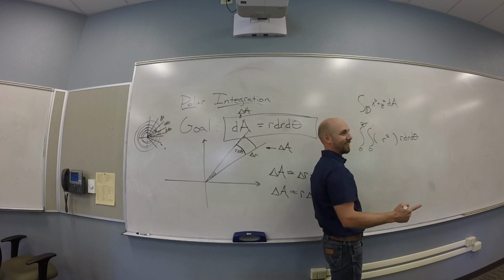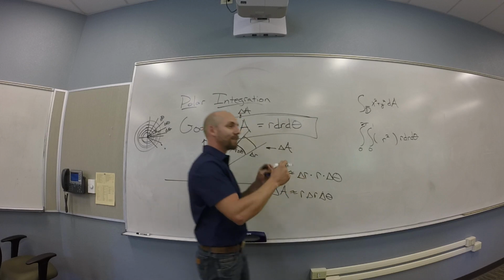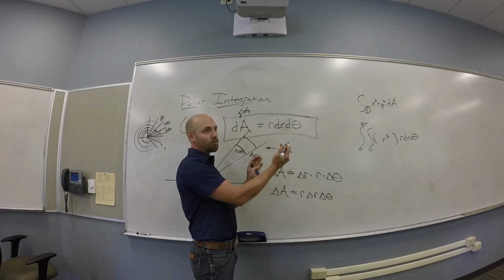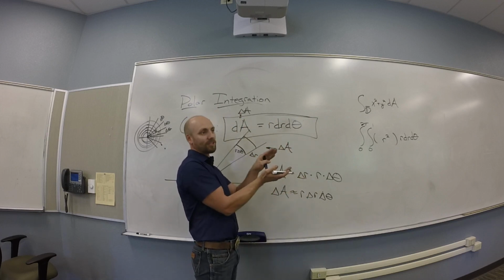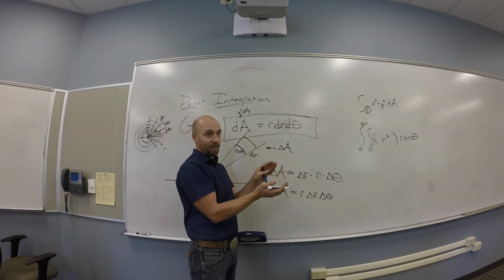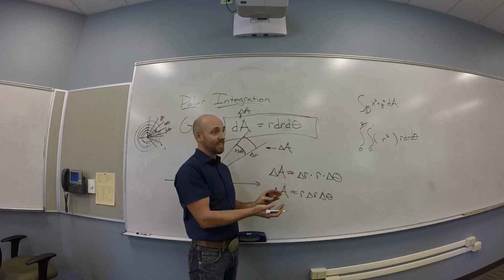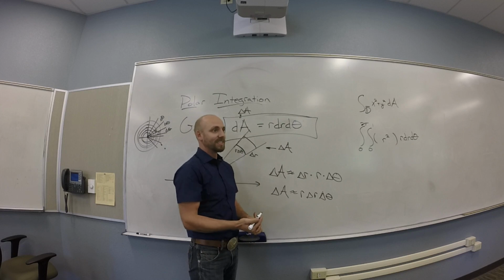Anytime you're integrating over some junk that's in between a couple circles and a couple angles, that's a polar rectangle. If you convert to polar, this will be dead easy. If you keep it in rectangular, it'll be a disaster.